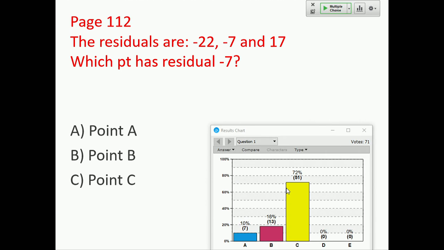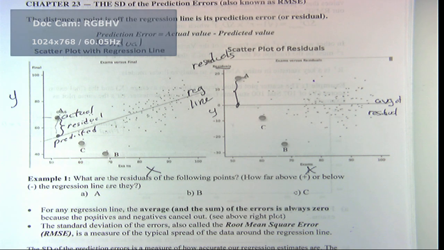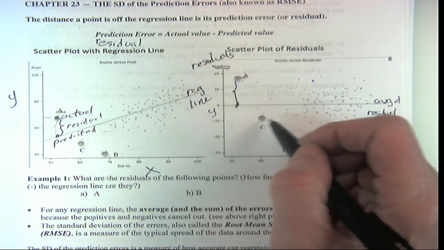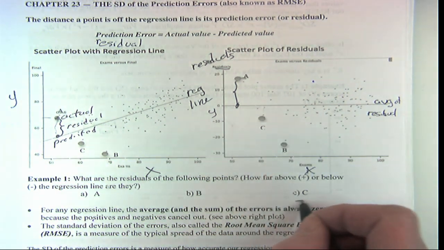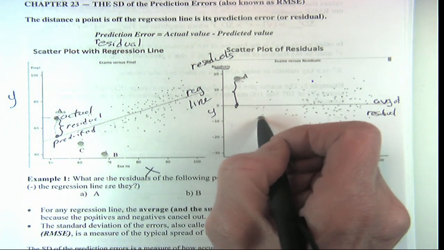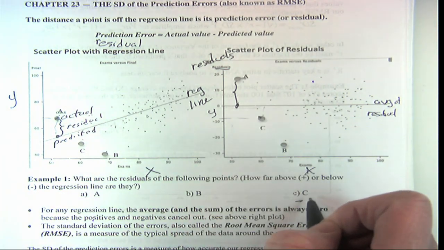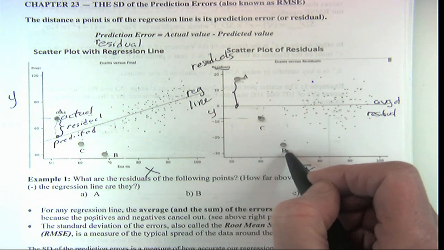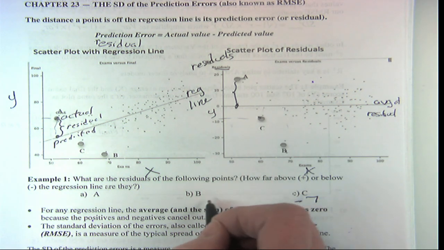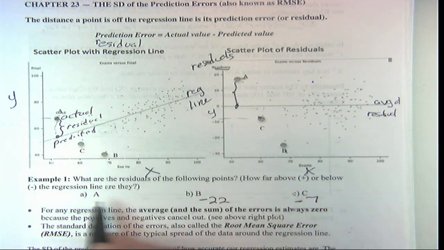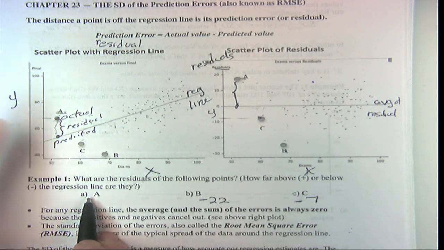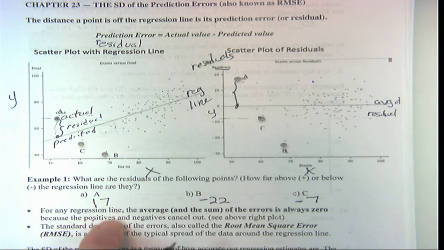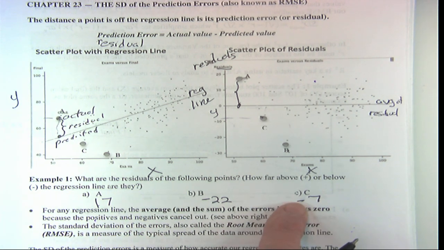So let's go over to the document camera again. You see, point C is negative, and it looks like it's about -7 here. Your choices were -7. This has a big negative residual. It's really far below. So this is -22. And this one is the only positive one, which I gave you the option of 17. So those are the residuals there.